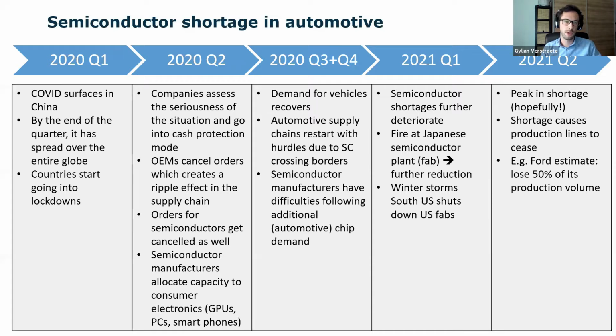So what did the OEMs do? They canceled a lot of orders. And of course, this created a ripple effect in the supply chain. In the end, the orders for semiconductors got canceled as well. And the manufacturers of the semiconductors were able to allocate their production to goods that were in very high demand during the lockdown.